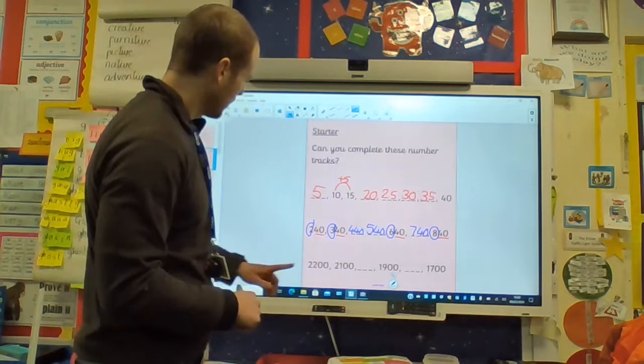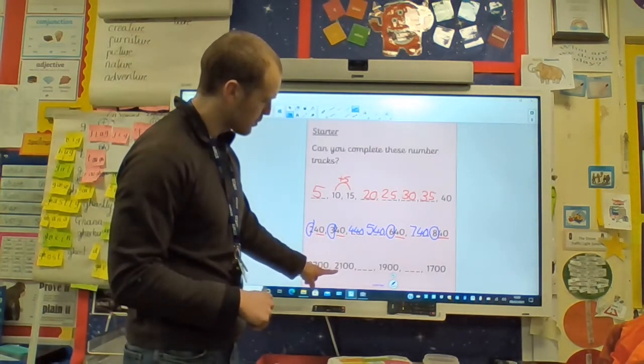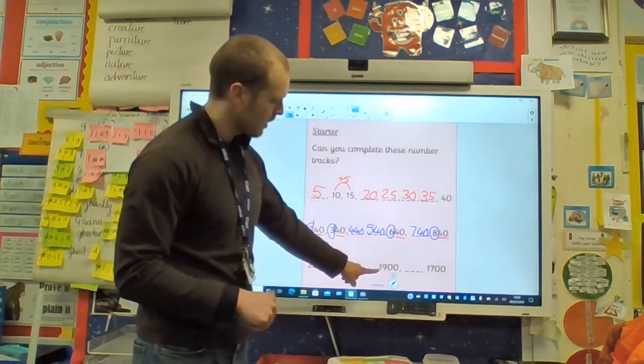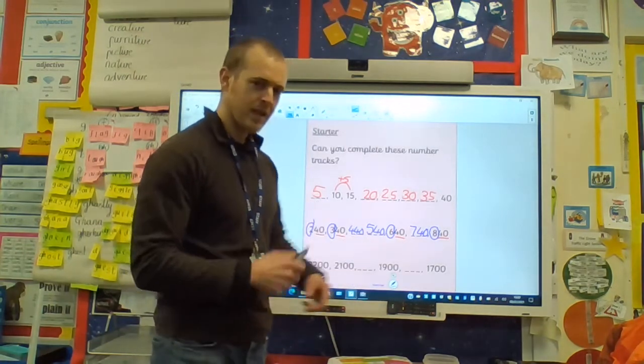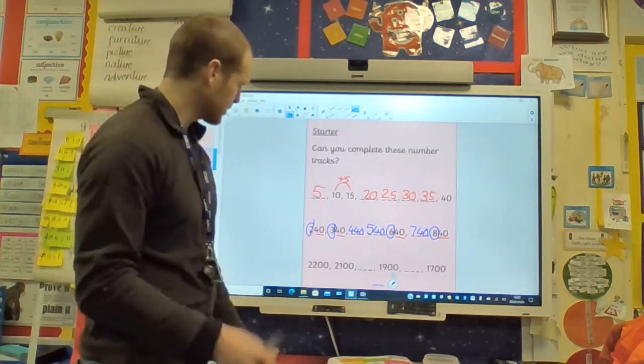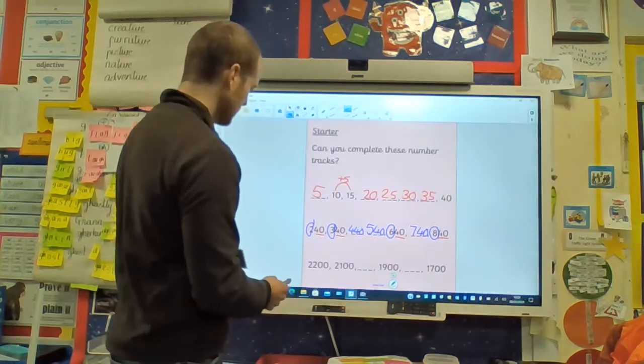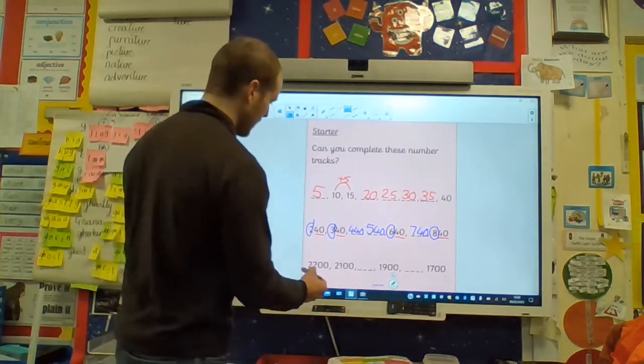Last one. 2,200, 2,100, 1,900 and 1,700. They're definitely 4-digit numbers, but something's changing about each one. Let's look at our columns. Let's look at our place value.